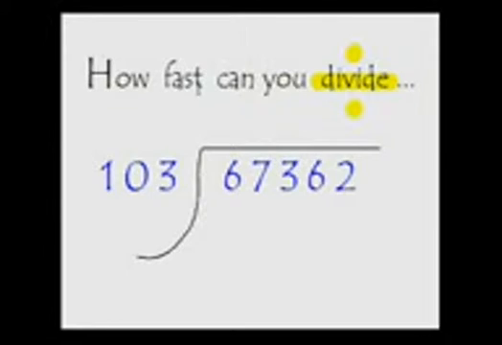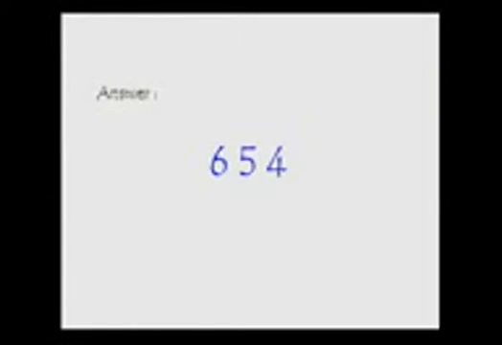How fast can you divide 67,362 by 103? Now you have ample idea how to do it, so give it a try. I'm giving you 10 seconds for this and your time starts now. Your time is up. The correct answer is, of course, 654. There it is. Okay, so now let me show you the faster way of doing it.